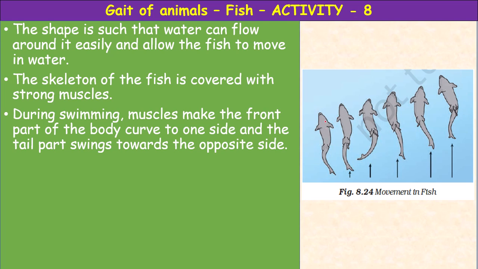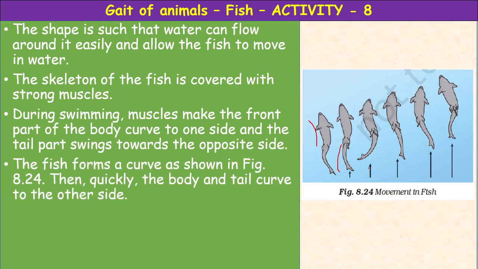During swimming, the muscles make the front part curve to one side like this. You can see the curve, whereas the tail swings towards the opposite side. So like this the fish moves. The fish forms a curve as shown in this figure. You can see here it is forming a curve.